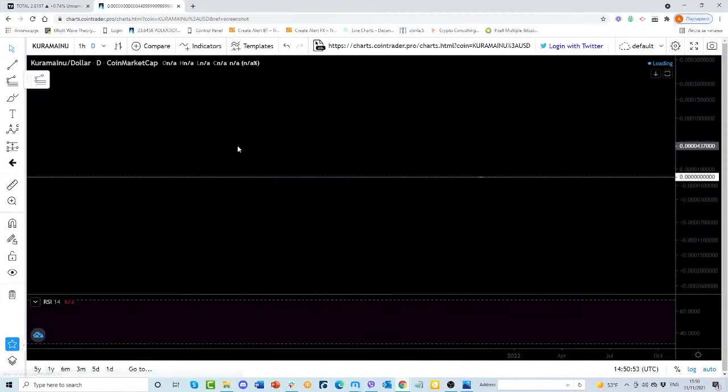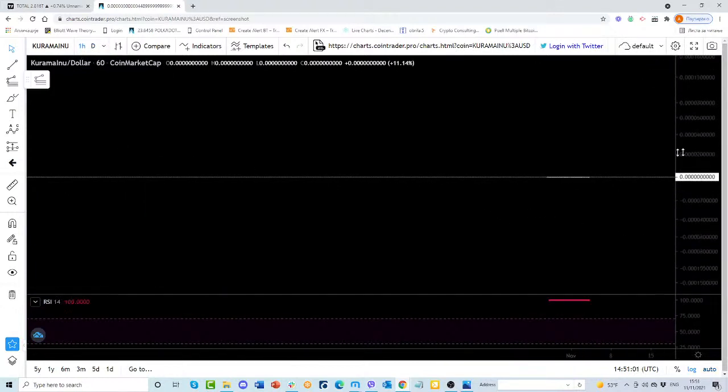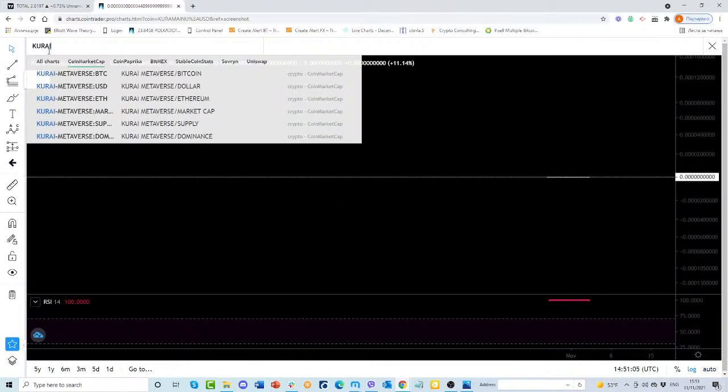Kuramaino. So let's look at this Kuramaino. But there is no chart there. I don't know what's going on. So even if I go on 1 hour, I can see only one line. So definitely that's not it. Kurai Inu. Maybe it's Kurai Metaverse.